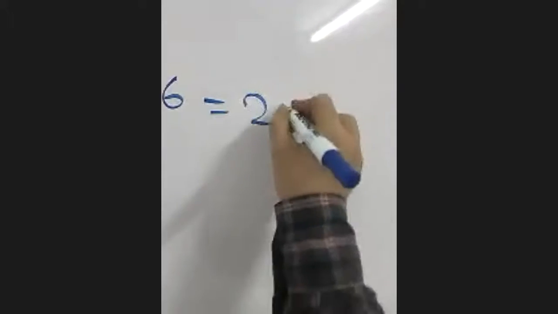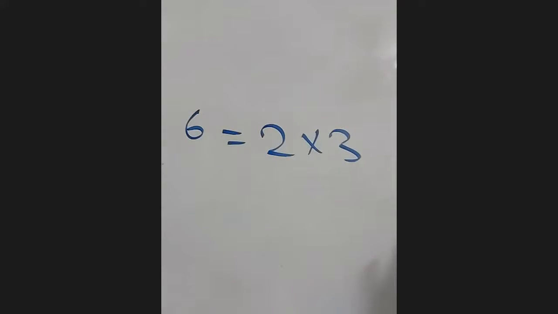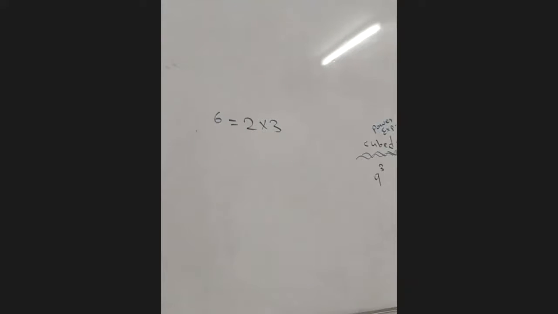Yahya? Yes, mister. Read the question, Yahya. A way of expressing a composite number as a product of its prime factors. Factorization. Prime factorization. A composite number like this, 6. 6 is composite. And these are primes. What do we call this? We call it prime factorization. So the fourth definition, a way of expressing a composite number as a product of its prime factors, we call it prime factorization.